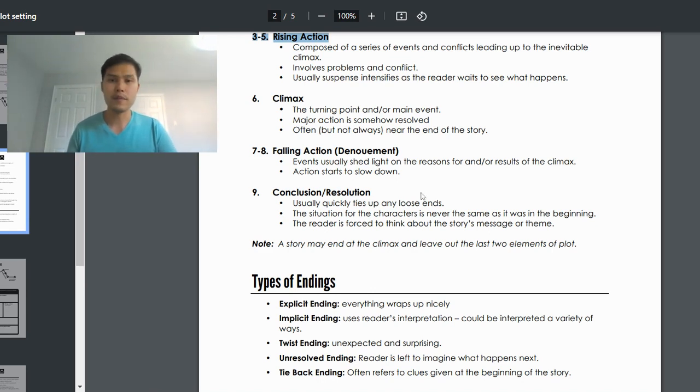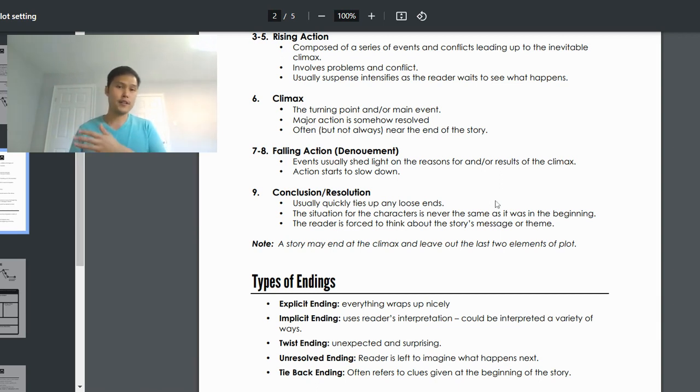Conclusion, resolution, usually quickly ties up any loose ends. The situation of the character is never the same as it was at the beginning. The reader is forced to think about the story's message or theme. So the idea is the conclusion, all the superheroes have now saved Earth, they have done well, but what happens, right? The idea is that maybe the hero has greatly changed, right? Their thoughts about humanity have changed. They still feel uneasy because of some sort of big threat that they're thinking can happen.